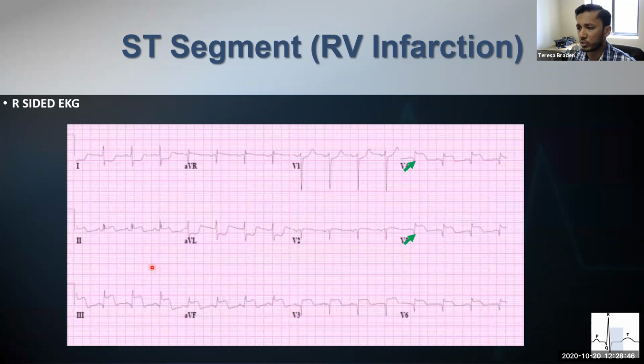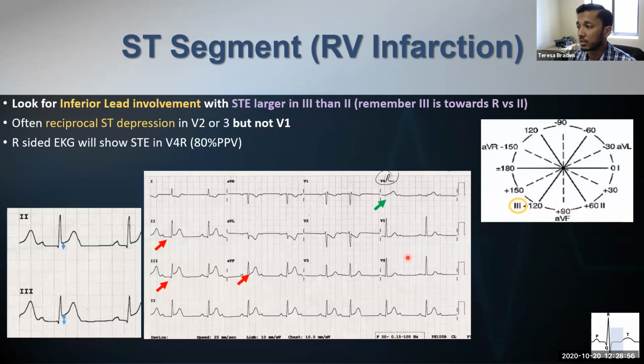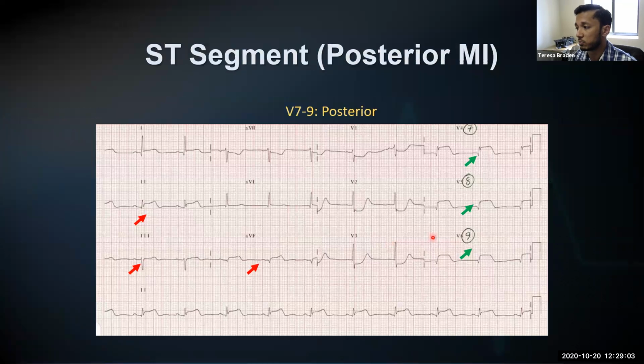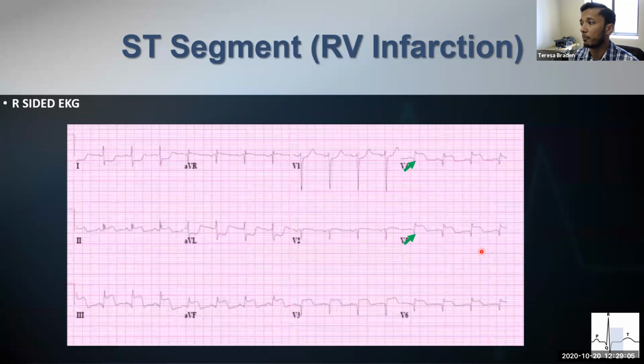So it makes sense. We're still seeing the elevations in 2, 3, and aVF. We didn't change any of those around. The only ones we changed were V1 through 6. And now we see V4, 5, and 6 elevation, because if I go back to that diagram, those were going to be more towards the right side when we flopped the leads over. It's consistent with what we were concerned about.